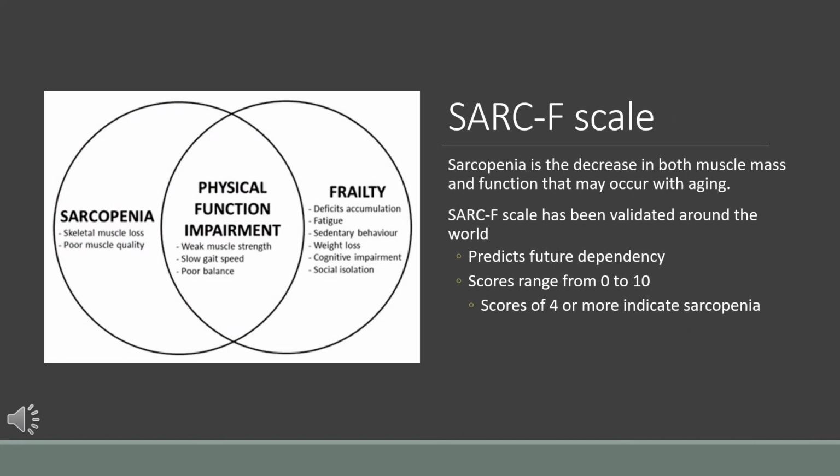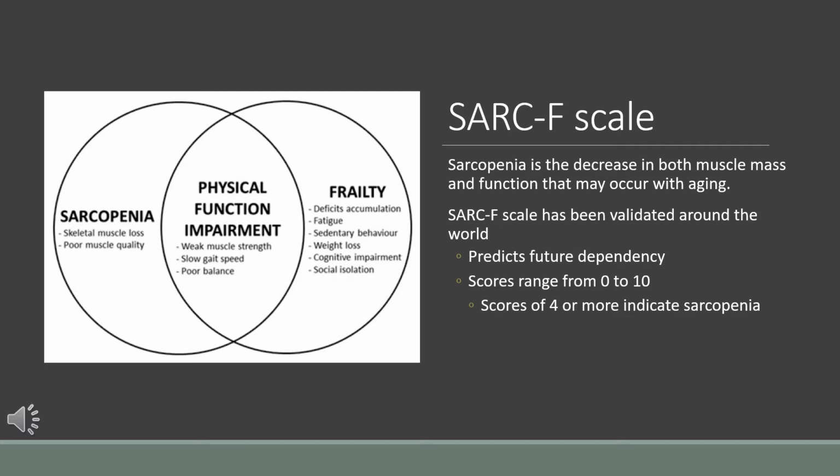Sarcopenia is the decrease in both muscle mass and function that may occur with aging. A couple of things to note. When an individual is considered to have sarcopenia, but they are still able to complete their activities of daily living, they are considered as being in a pre-disabled state. Also, there's an overlap between frailty and sarcopenia, and it is incredibly important to assess for both of those, as both of them can lead to physical function impairment.